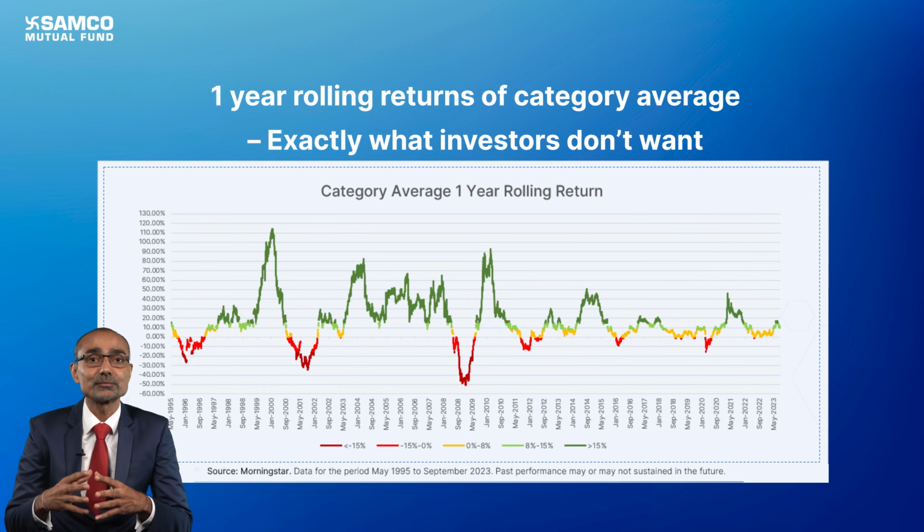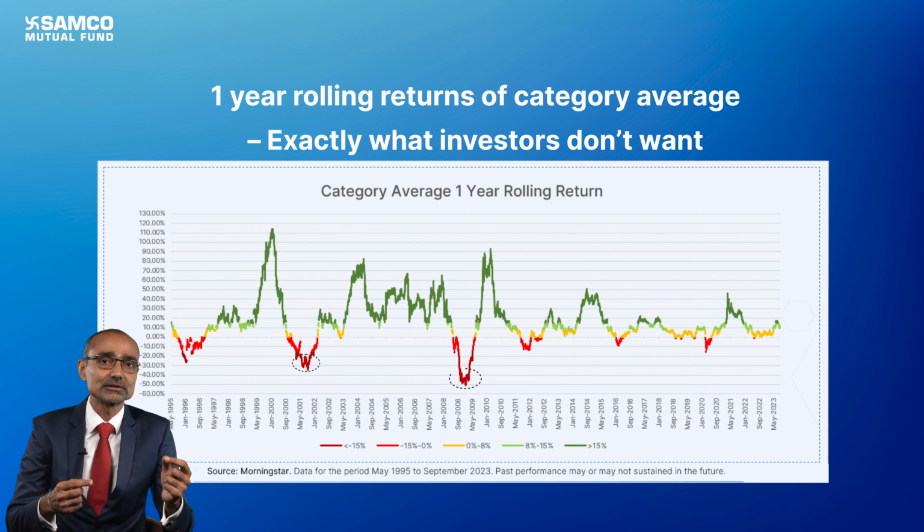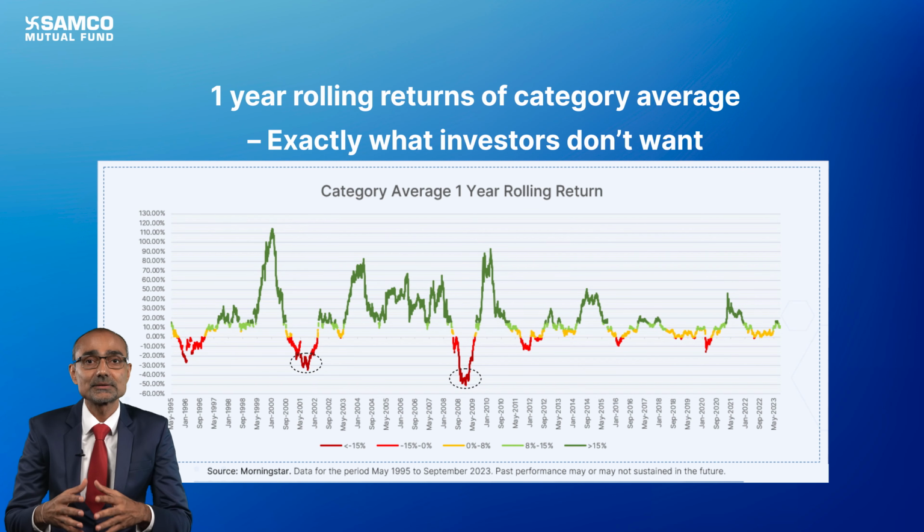Even from a rolling returns perspective, there is huge volatility, as can be seen from the red line. In 2001, a negative 1-year rolling return of 35%, and in 2009 a negative return of 50%.